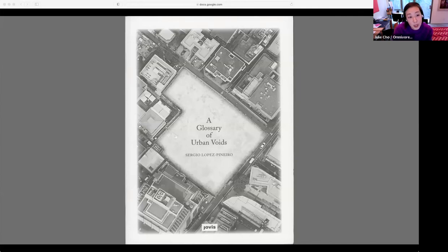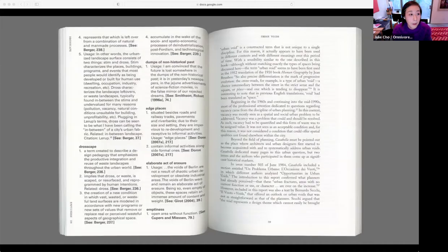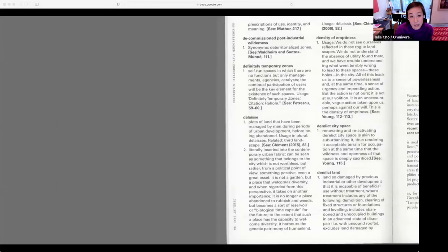A glossary of urban voids is a collection of over 200 terms regularly used to name the urban void, from the terrain vague to the buffer zone. As a play on the idea of voids and making visible the invisible, the underlying grids are activated in the front and back matter by a white shadow, reminiscent of a sun print or a cyanotype. In the book, a collection of over 200 terms regularly used to name the urban void, from the terrain vague to the buffer zone, is juxtaposed with Lopez Pinheiro's text.